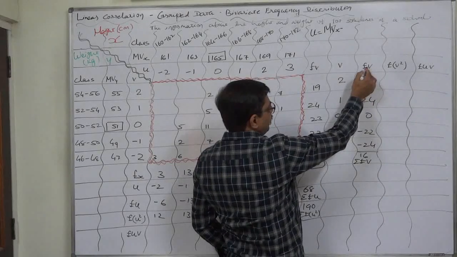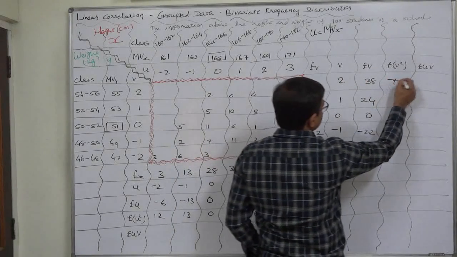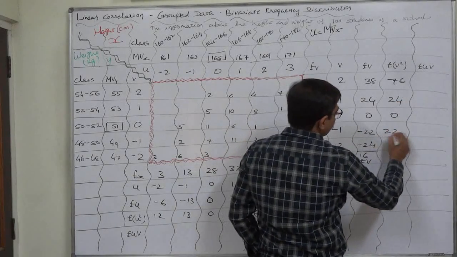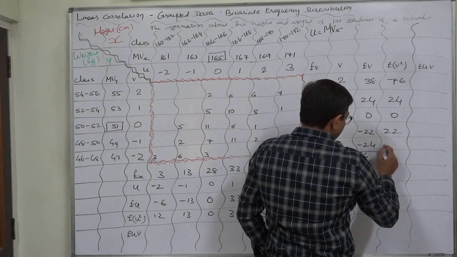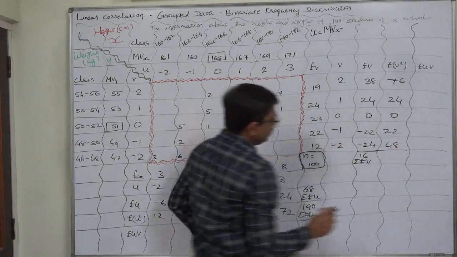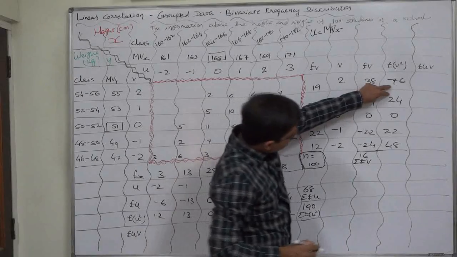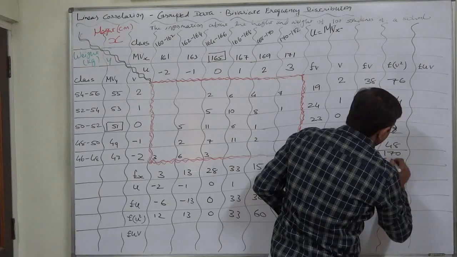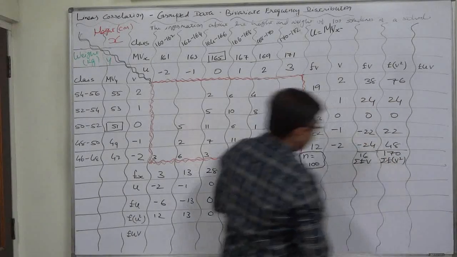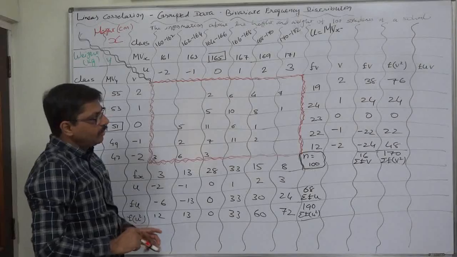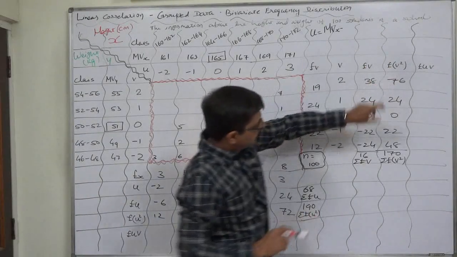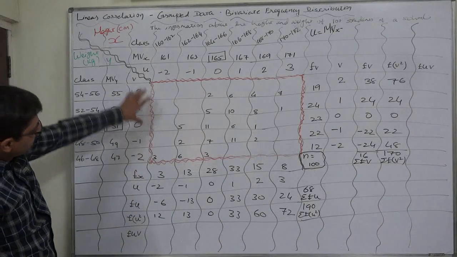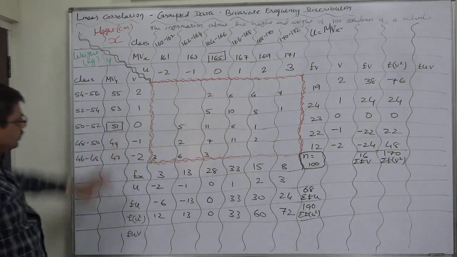FV square is f into v. So 2 into 38, 76. 1 into 24, 24. 0, minus 1 into minus 22, 22. And minus 2 into minus 24 is 48. The summation of these two is 100 plus summation of these two is 70. So summation comes to 170. Sigma f into v square. Okay. Squared value of v only, not the fv the whole square. That will be wrong.